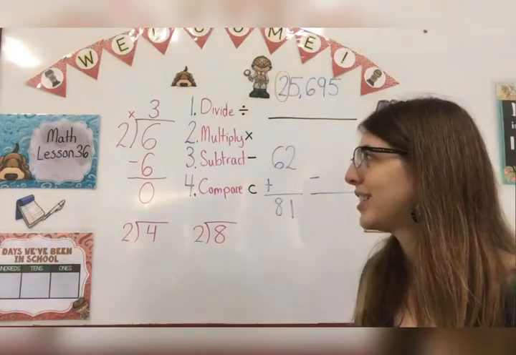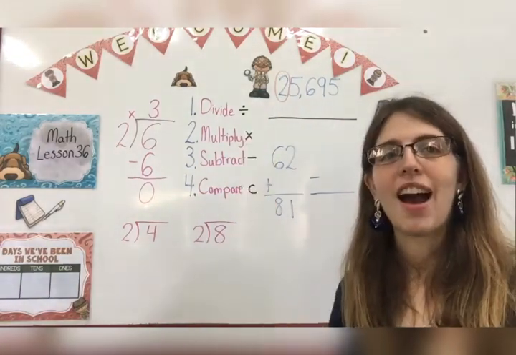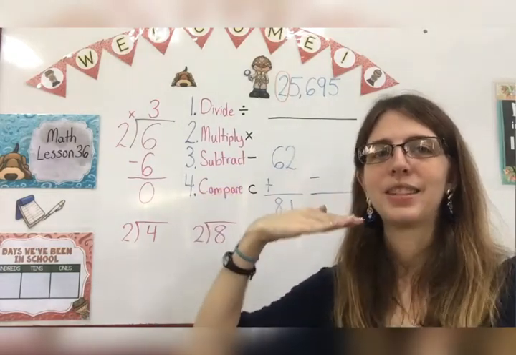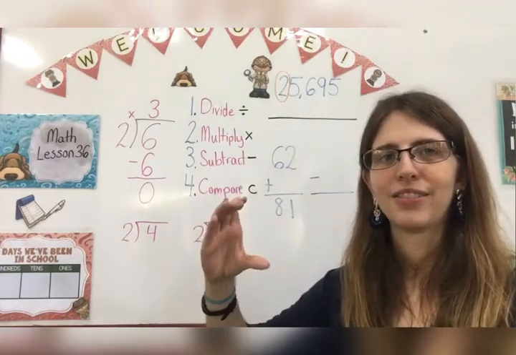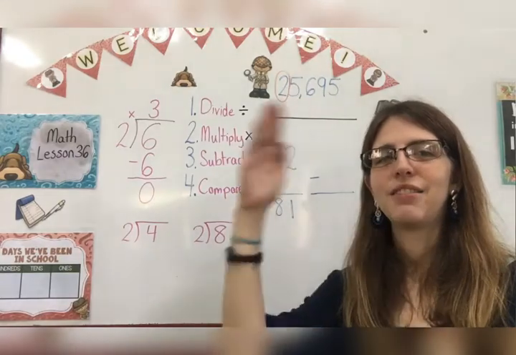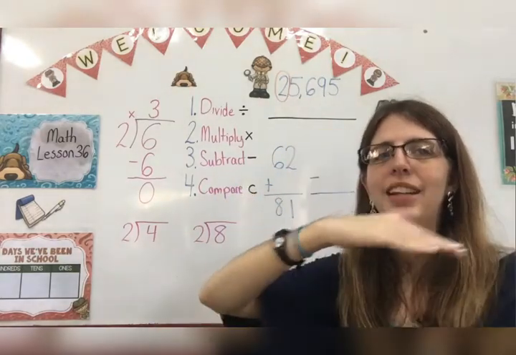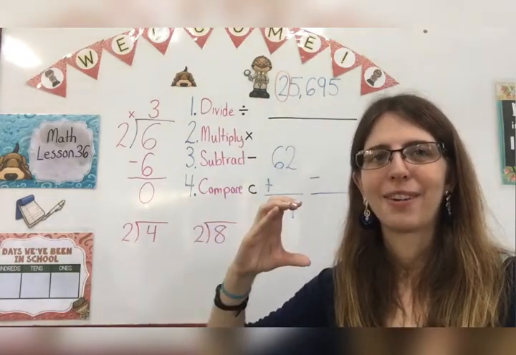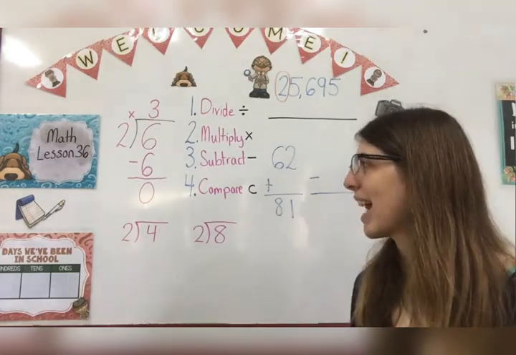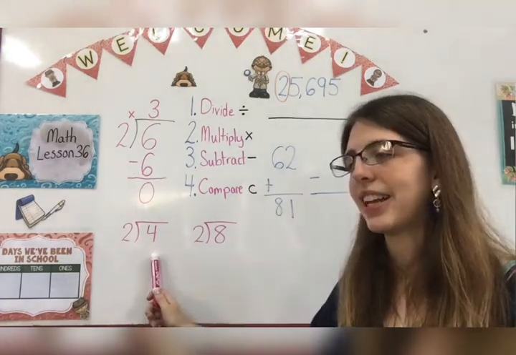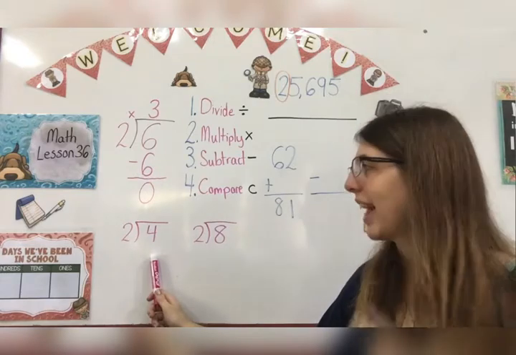So let's go over our steps again. We divide, multiply, subtract, compare. One more time. Divide, multiply, subtract, compare. Let's do some together. This is exercise 2, letter A.